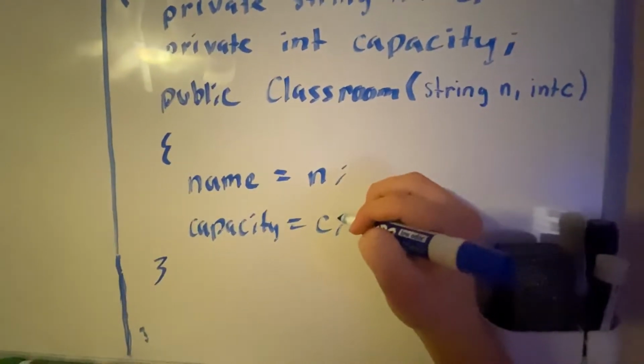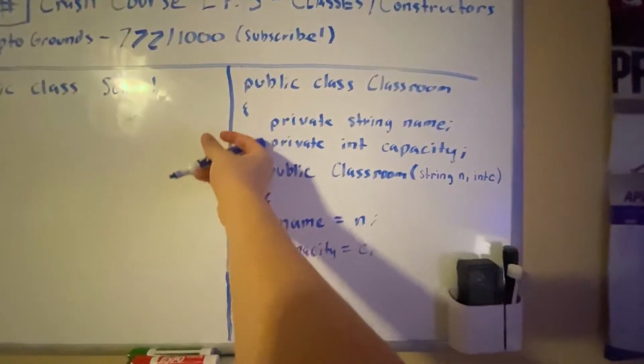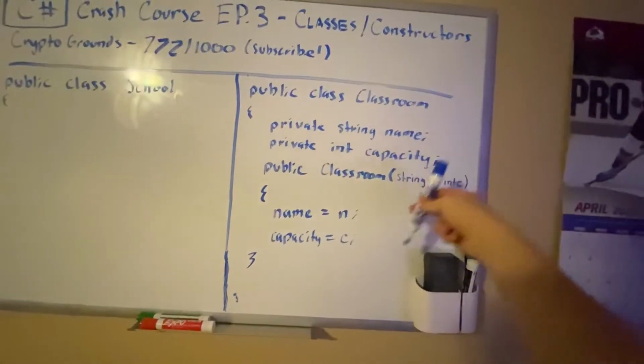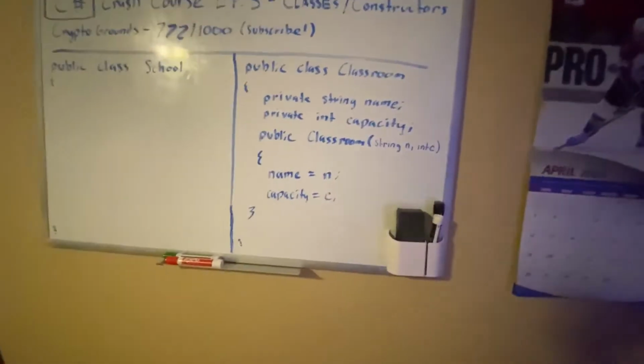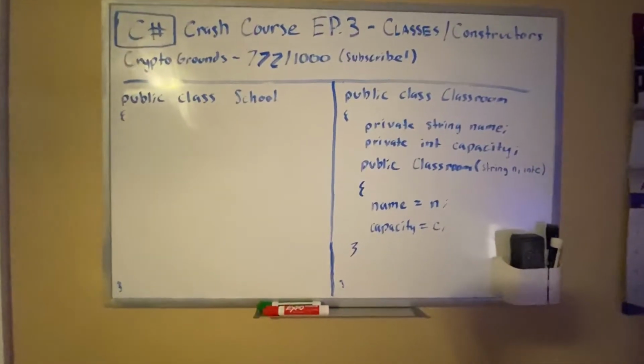to c. I forgot to explain this earlier, but the reason these are private is because we do not want to be able to change a classroom's default values. We'll have to make methods in order to change that, for security purposes.